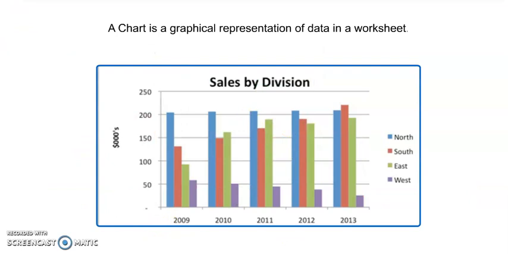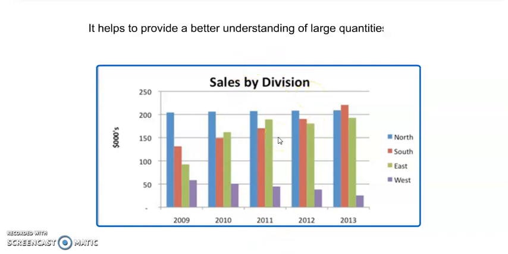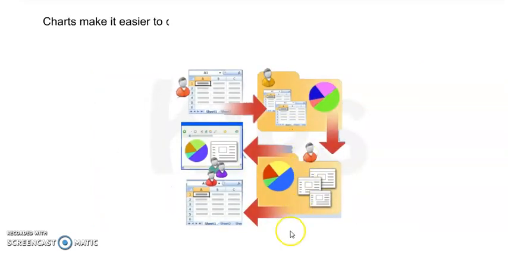Okay, first, a chart is a graphical representation of data in a worksheet. Okay, we can show our data in a graphical form with this chart feature. It is an effective way to display data in a pictorial form. It helps to provide a better understanding of large quantities of data. Okay, if we have a large quantity of numeric data, we can understand it well with this graphic representation in Excel.